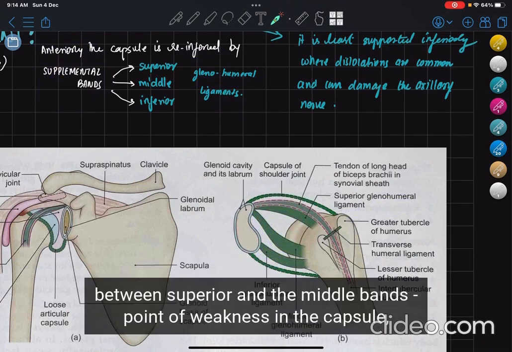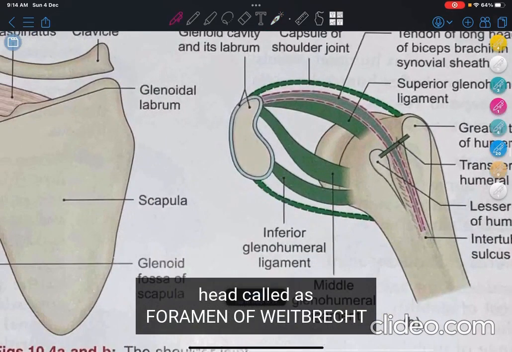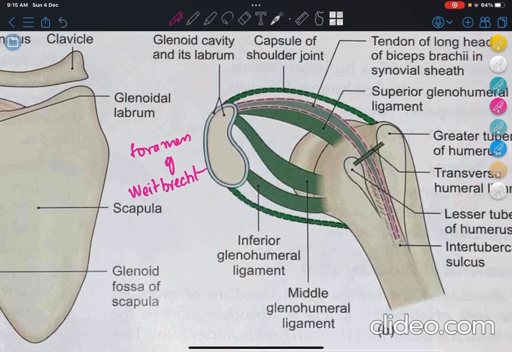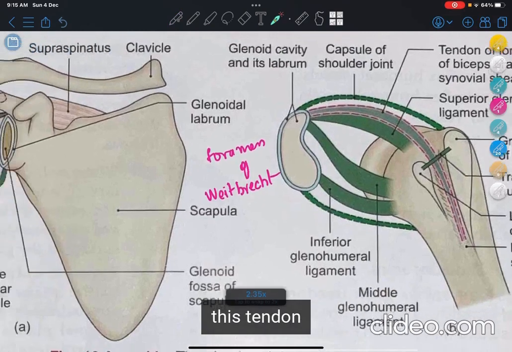Now, the area between the superior and the middle glenohumeral ligament is a point of weakness in the capsule, which is a common site of anterior dislocation of the humeral head, and it is actually called the foramen of Weitbrecht, however you want to pronounce this. So the area between the superior and middle is a point of weakness in the capsule, where the anterior dislocations take place.